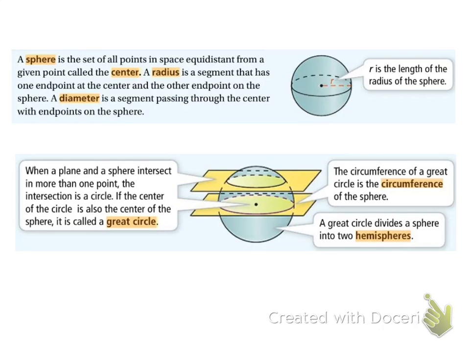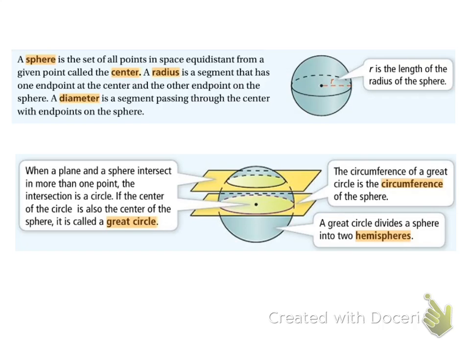This is 11.6a of geometry. So we're going to talk about spheres. A sphere is what you would consider a ball, like a basketball or a tennis ball. Spheres, just like circles, have a center, a radius, and a diameter.